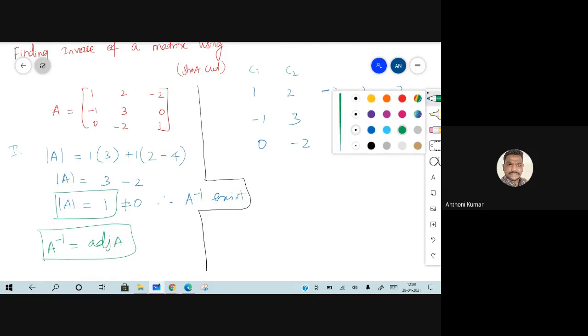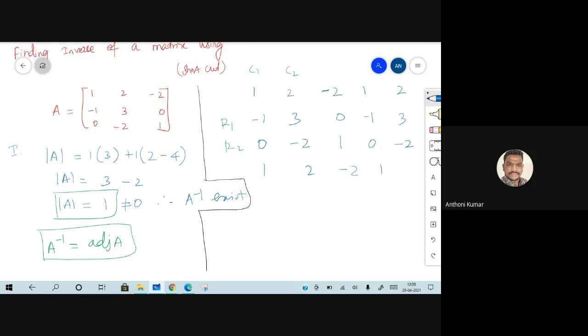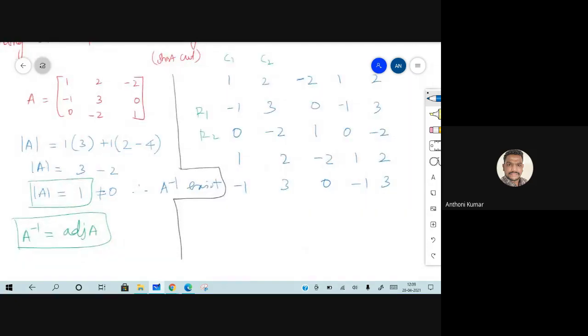Now, after writing this, this is your R1, this is your R2. Repeat R1 and R2. R1 is 1, 2, minus 2, 1, and 2. R2 is minus 1, 3, 0, minus 1, and 3. So writing like this will help you to write the adjoint of the matrix in a shortcut way.